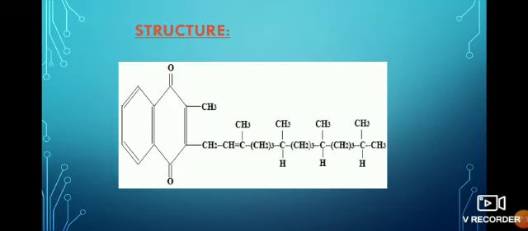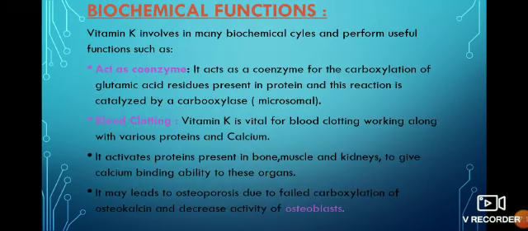Here is the structure of vitamin K in the picture. Here come the biochemical functions. Vitamin K is involved in many biochemical cycles. It also acts as a coenzyme for the carboxylation of glutamic acid residues present in protein, and this reaction is catalyzed by carboxylase, which is microsomal.